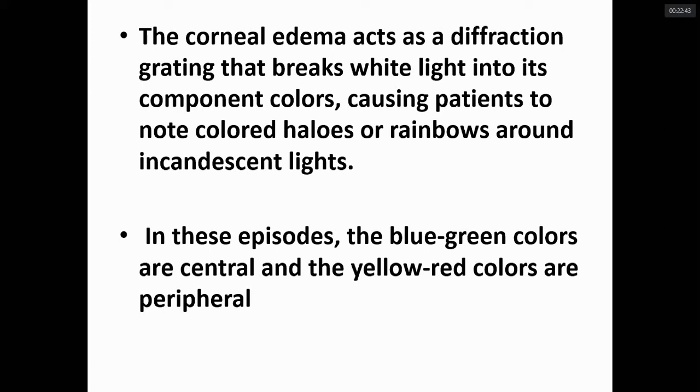If a patient is literate and if they notice, then they can differentiate whether it is blue outside and yellow inside, or yellow outside and blue green inside. But most of the patients will not notice these color halos during the pain also.